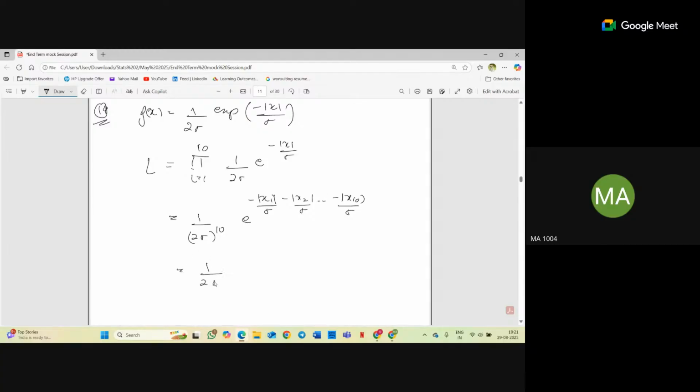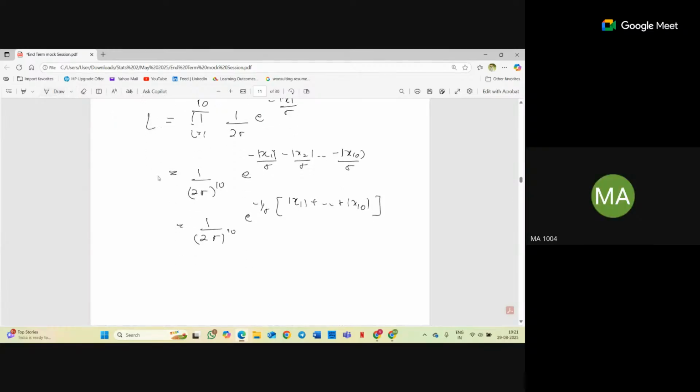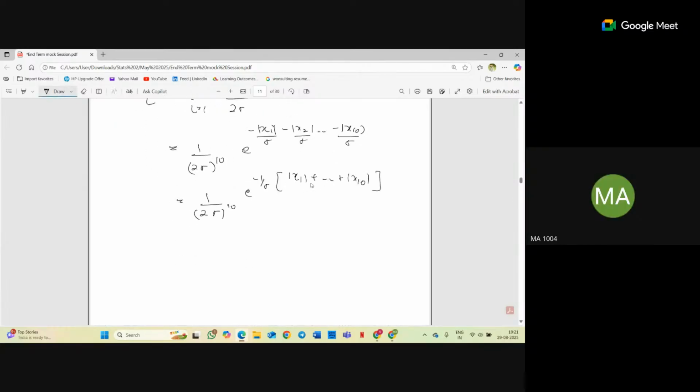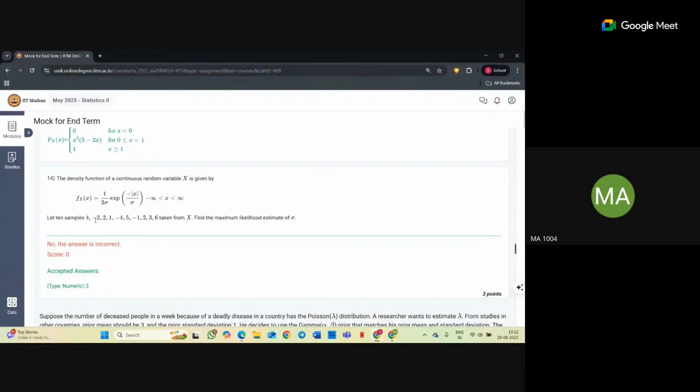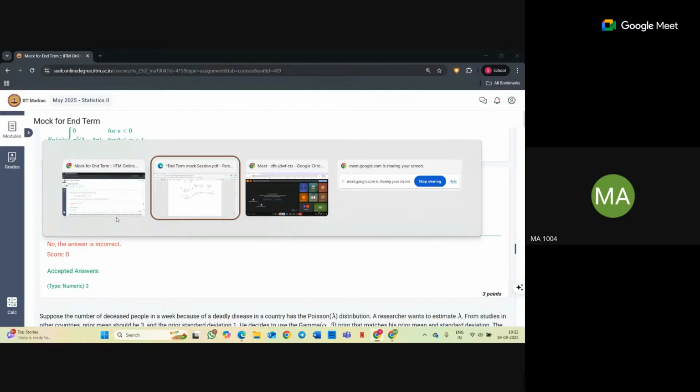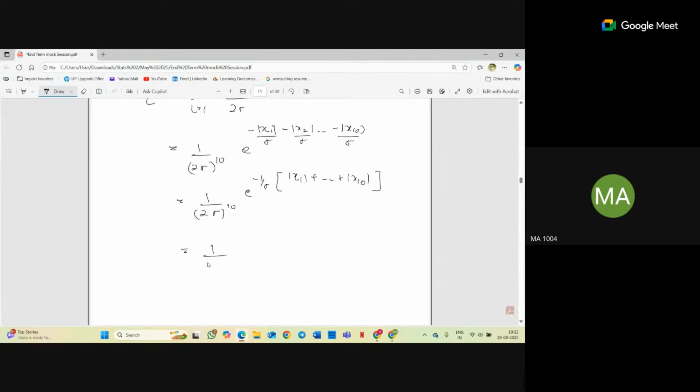I can write this as 1 by 2 sigma raised to the power 10, e raised to the power minus 1 by sigma common, and it would be the sum of the mod of x1 till mod of x10, right? So I would be taking the mod. In the samples we have negative values, like -2, -4, -1, but we won't be taking the negative sign. We would be taking only the mod of values, which is 4 plus 2 plus 2 plus 1, like that. So if you take the sum of the sample, what is the value that you are getting?